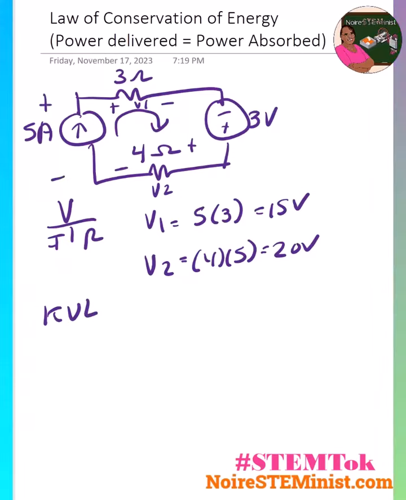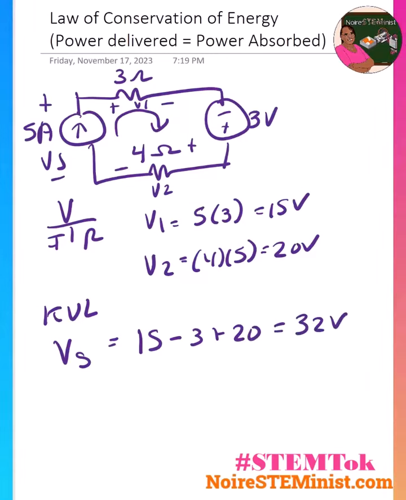So Kirchhoff's voltage law states that the sum of the voltages around the loop is equal to 0, so the voltage across the 5 amp current source is going to be the voltage across the 3 ohm, which is 15, the voltage across the 3 volt minus 3 plus the voltage across the 4 ohm, which is 20, so that's 32 volts. So now we can find the power by using P equals V times I.